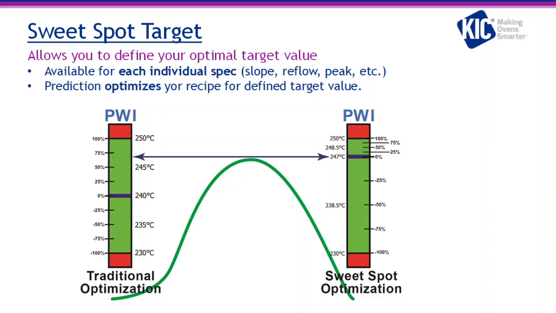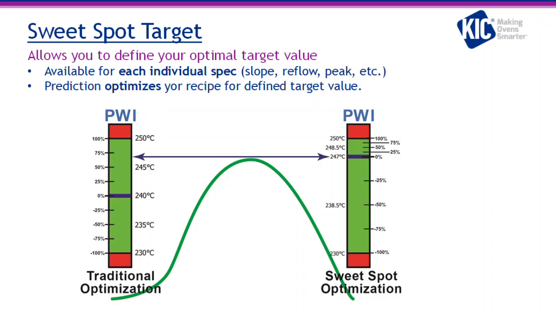When creating or editing a thermal process specification, an upper and lower limit is defined with the target value typically set at the midpoint. The sweet spot target option allows you to manually set a target value that better reflects optimal performance, even if it's not the midpoint.